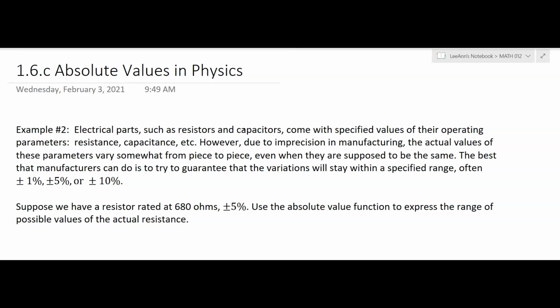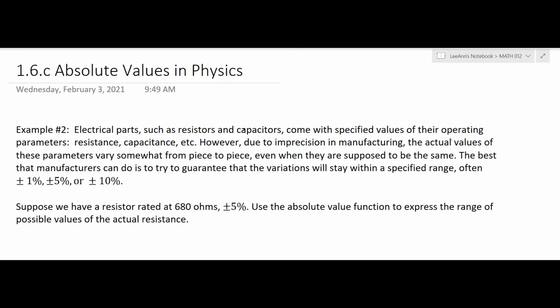Electrical parts such as resistors and capacitors come with specified values of their operating parameters, like resistance, capacitance, etc. However, due to imprecision in manufacturing, the actual values of these parameters vary somewhat from piece to piece. So manufacturers produce something, but they're not all going to be exactly what they're supposed to be. And so there's this window of what's acceptable.